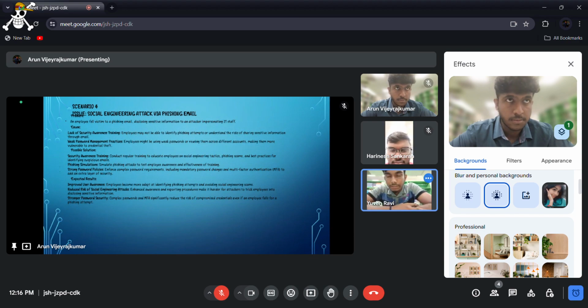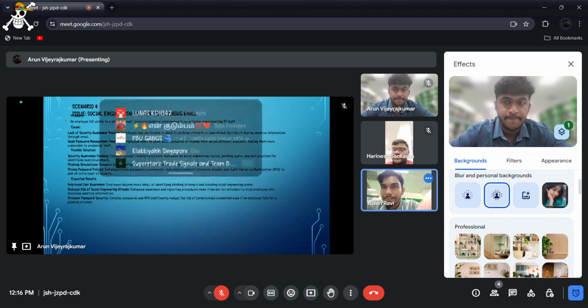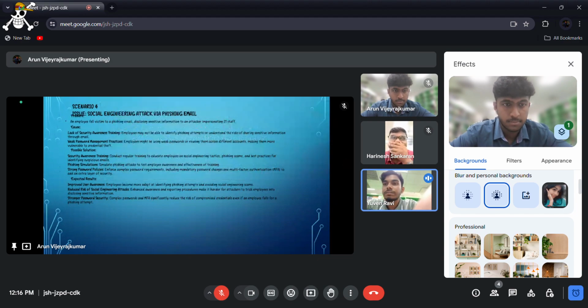So scenario 4, the issue is social engineering attack via phishing email. The problem is an employee fell victim to a phishing email, disclosing sensitive information to an attacker impersonating IT staff. The cause is lack of security awareness training. Employees may not be able to identify phishing attempts or understand the risk of sharing sensitive information through email. The next cause is weak password management practices. Employees might be using weak passwords or reusing them across different accounts, making them more vulnerable to credential theft.